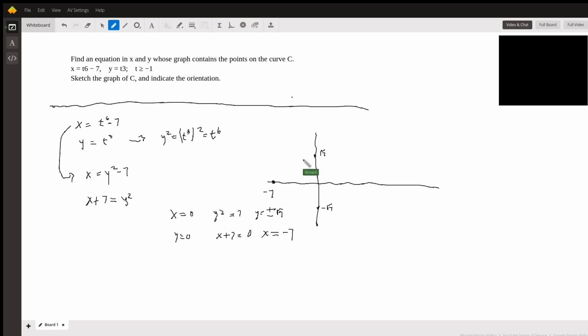So as I indicated a minute ago, it's going to be a parabola that's horizontal, and you can see that it's opening to the right. So we would call this a horizontal parabola opening right. And that would be the orientation that they're asking for up here. And we've already got the sketch.